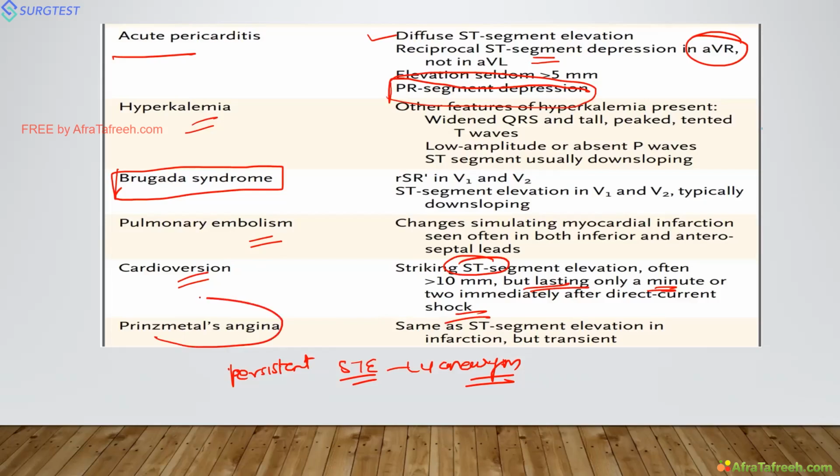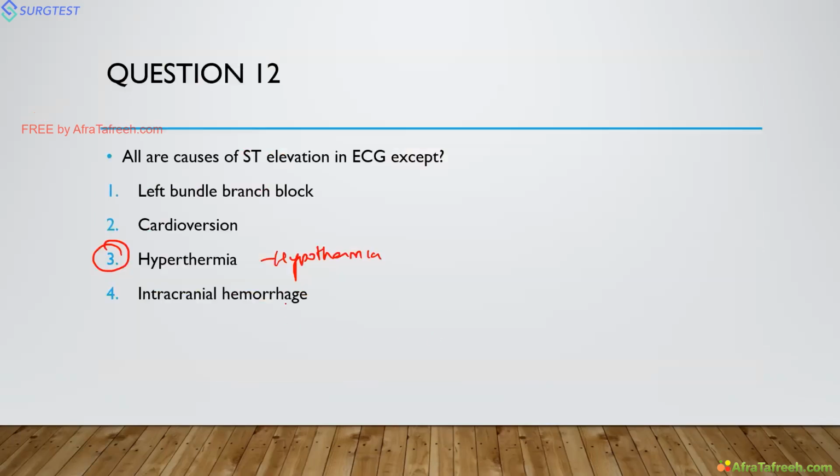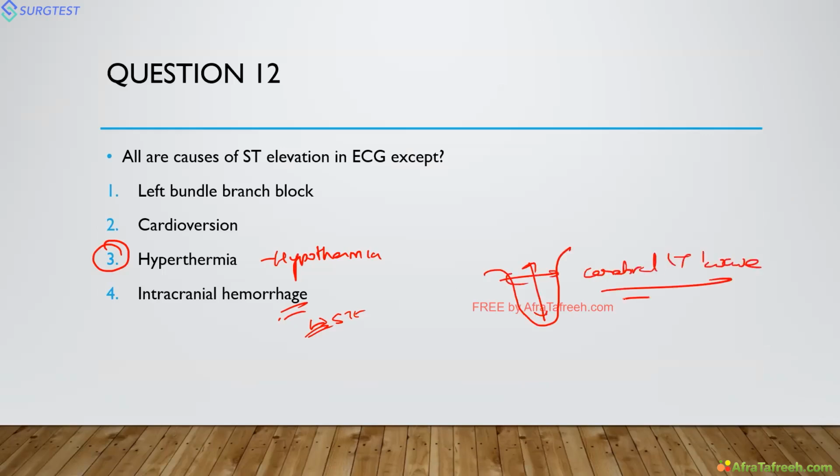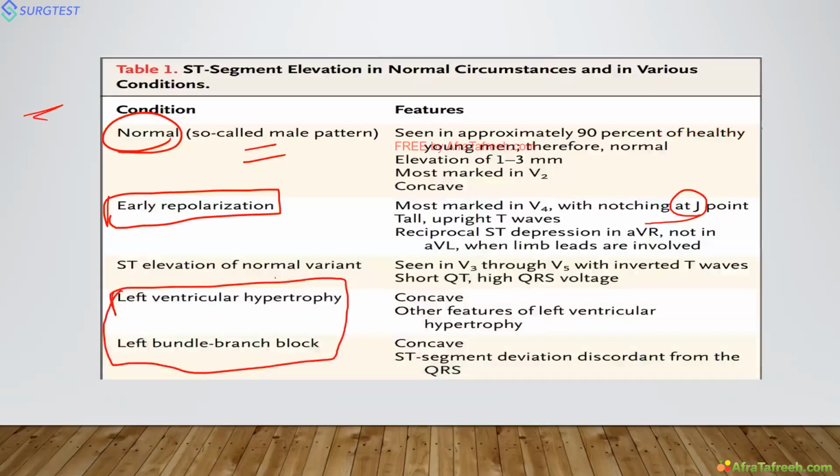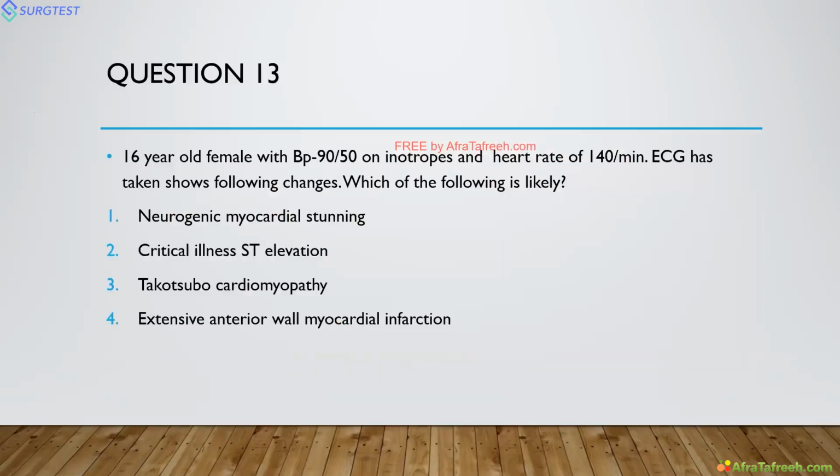Then we already discussed Prinzmetal angina. Another thing here is intracranial hemorrhage. Even intracranial hemorrhage causes repolarization abnormalities and it causes ST elevation. You can see this is a cerebral T wave. It is a deep, broad cerebral T wave, which happens in subarachnoid hemorrhage. It is not due to any ischemia. It is very deep and wide, due to repolarization abnormality. So these are the other causes of ST elevation.